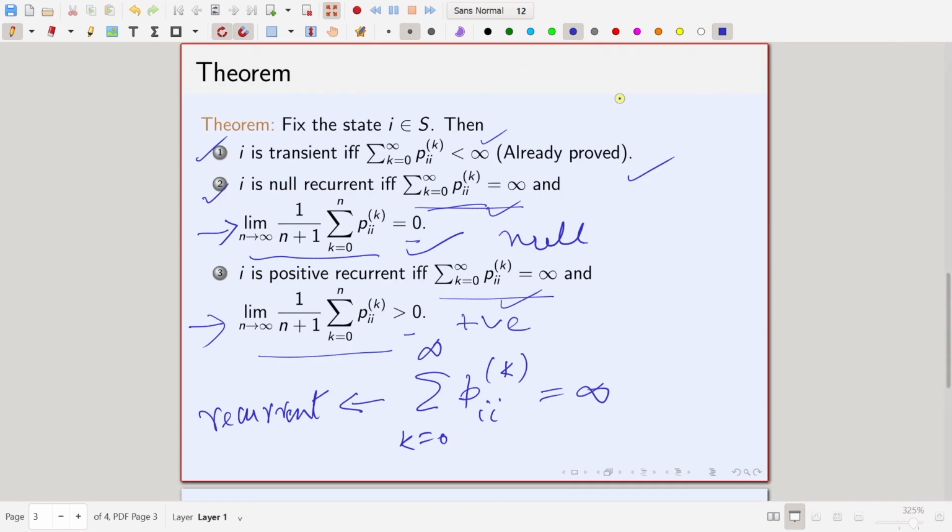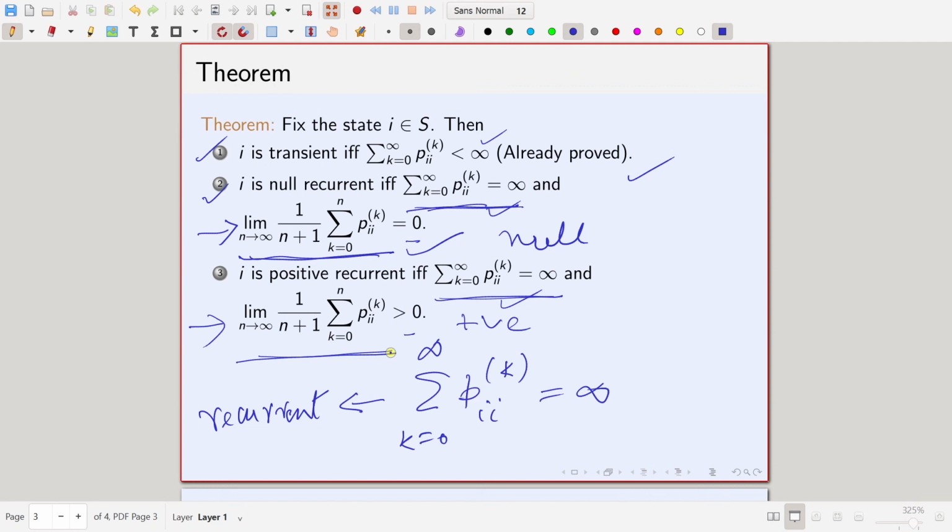Now, before going to that, let us see. It says that these are if and only if, but if we just prove that I is null recurrent implies this is true and I is positive recurrent implies this is true, then we also get an if and only if criterion. Why? Because suppose we have shown that I is null recurrent if this quantity is equal to infinity and this is equal to 0, and positive recurrent if this quantity is equal to infinity and this quantity is strictly greater than 0.